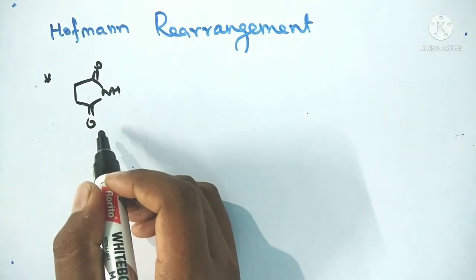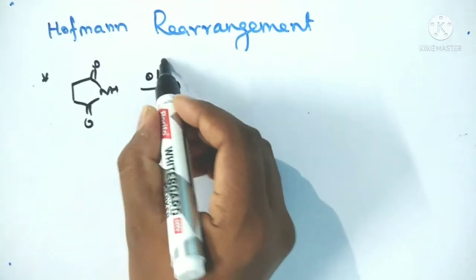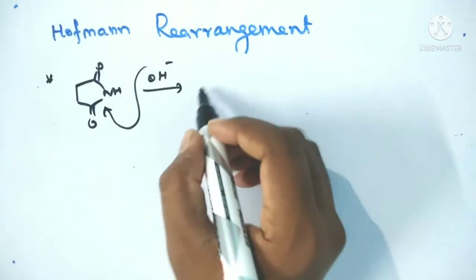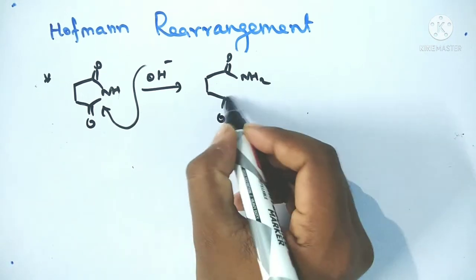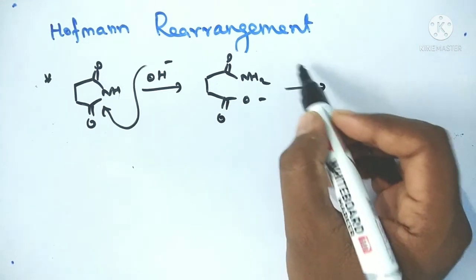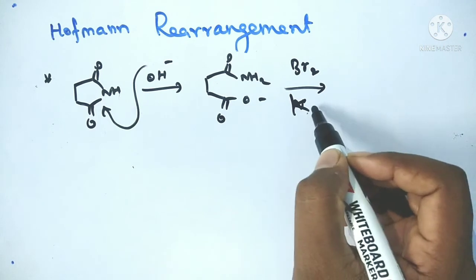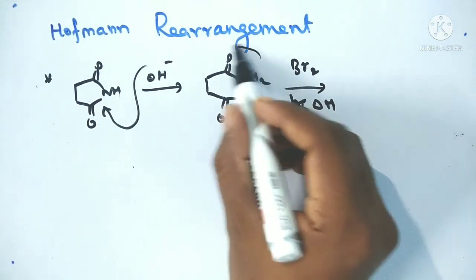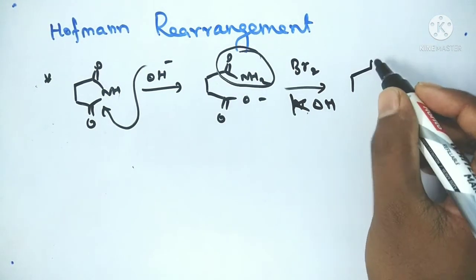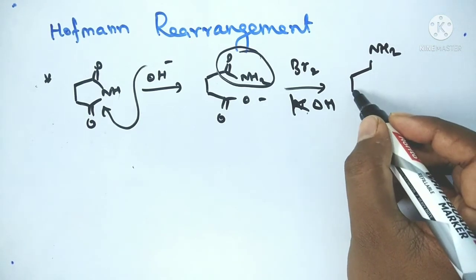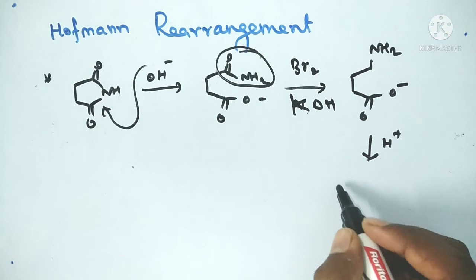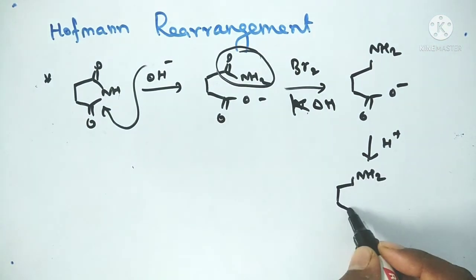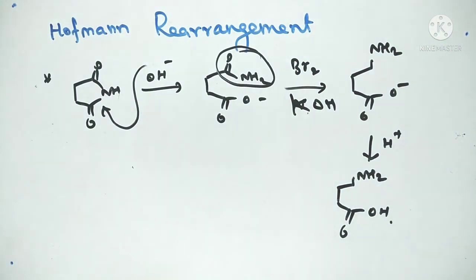If you take this example, succinimide, in the presence of base, what will happen? It will attack the carbonyl position. You will get NH2, bond, double bond O minus. Next step is bromine and alkali, either sodium hydroxide or potassium hydroxide. The amide is converted into amine. So the product is NH2, double bond O minus. If you hydrolyze this one, you will get an acid, NH2, bond, double bond OH. This is beta alanine. So the Hofmann rearrangement is useful to synthesize amino acids.